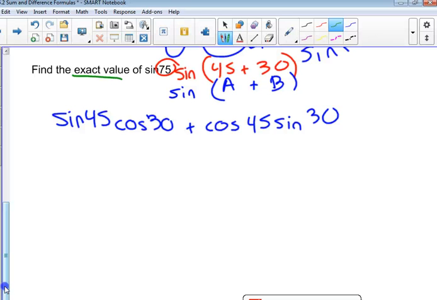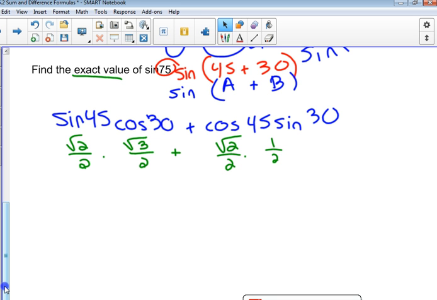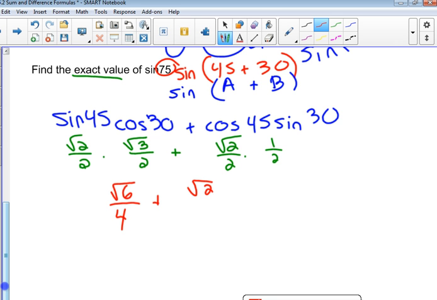All right, let's do this. What do you guys know about sine 45? Radical 2 over 2. Cosine 30 is radical 3 over 2. Cosine 45 is radical 2 over 2 again. What about sine of 30? 1/2, right? Okay, when we multiply, you've got to do top, bottom. What's this going to be when we multiply these radicals? Radical 6 over 4. Right. This is going to be radical 2 over 4.